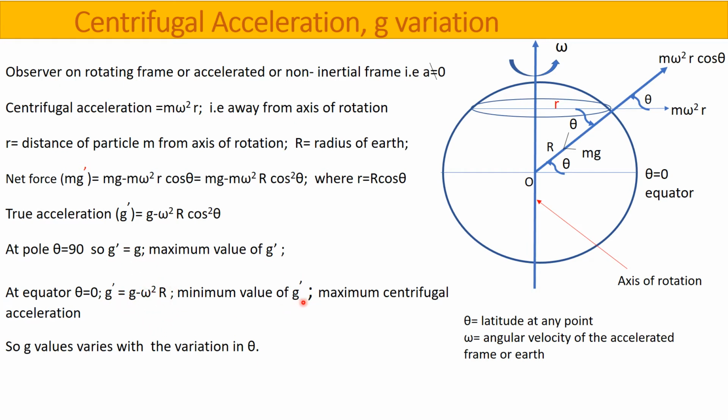You can see that centrifugal acceleration plays a big role in the Earth's gravitational acceleration, and in this way we can see that g values vary with the variation of latitude. Centrifugal acceleration plays a big role in the variation of gravity values from the equator to the pole. That's why at the equator we have the minimum gravitational acceleration, and at the pole we have the maximum gravitational attraction. This is the physical reason for the variation in g.